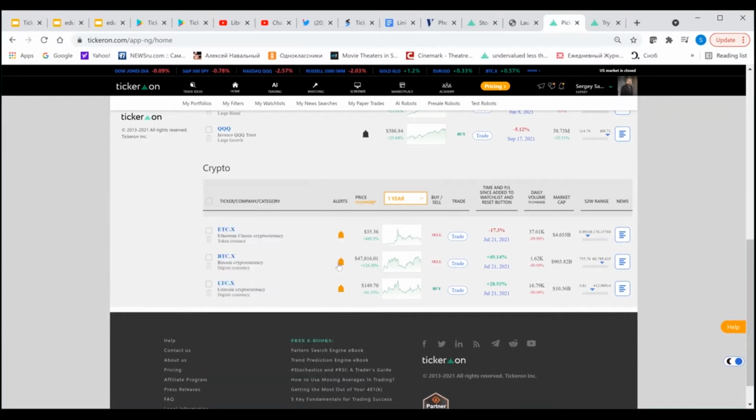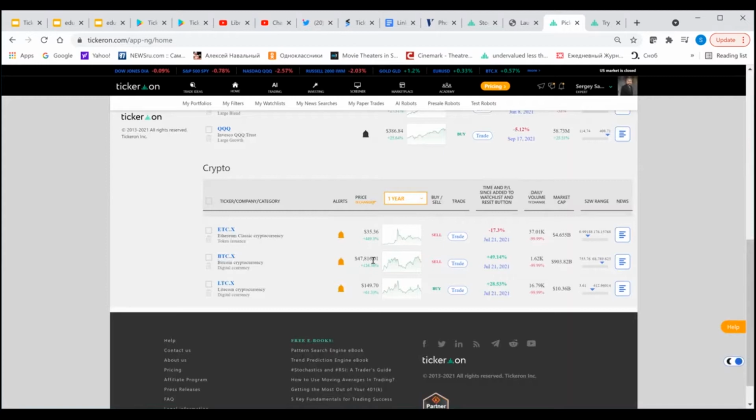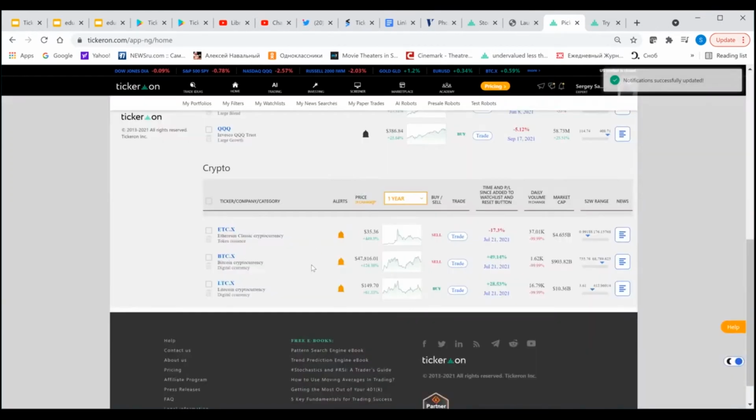What is important is that you can set up different types of alerts, and that's free. Let's say you put a target price for BTC. Let's see what the price is right now. It's about 47,000. You say, I want to get it down to, let's say, 45,000. You type 45,000 and then save. That way you're going to get an alert when it drops to 45,000, and if you want to buy on the dip, you can buy it. Or as you can see here, it's a sell.